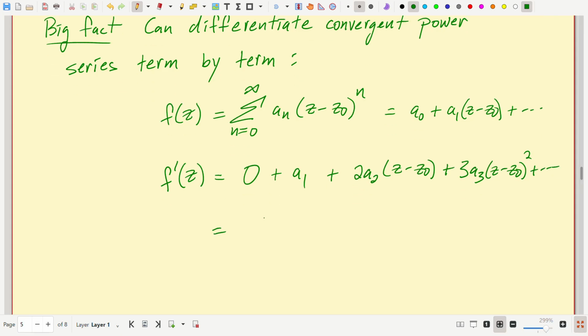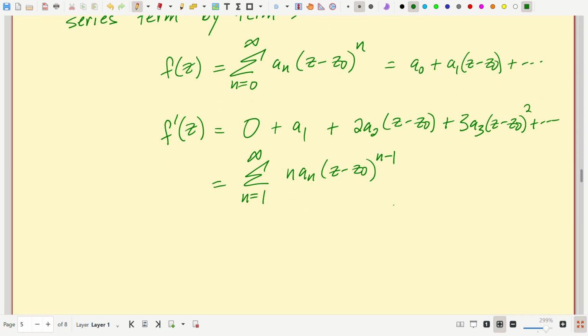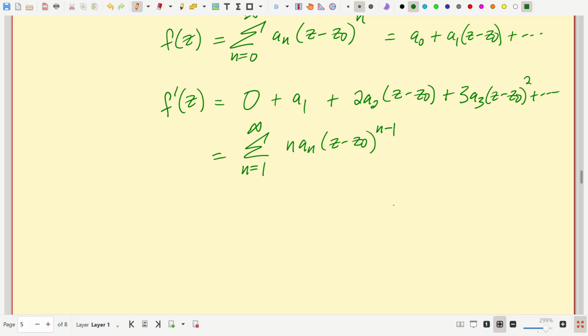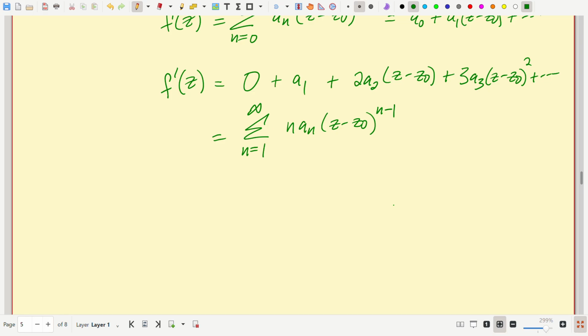That would be equal to the sum as n goes from 1 to infinity, n times a_n (z minus z naught) to the n minus 1. That's what you get if you differentiate term by term. I'm just emphasizing that the constant term derivative would be 0. Actually, that would be 0 times a0, so that would still be true even if I started that sum from 0.